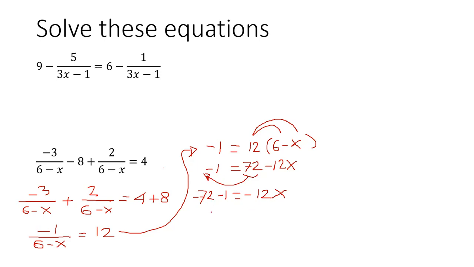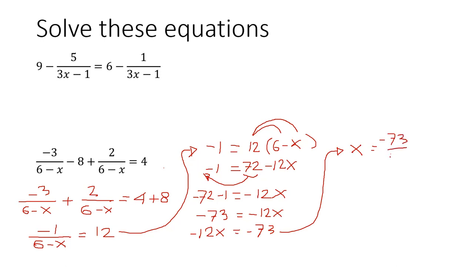And this equation is going to be negative 73 equals negative 12x. Okay, and then these equations are equivalent to these equations: negative 12x equals negative 73. We will find x, which becomes negative 73 over negative 12. Sorry, this one, negative 12.